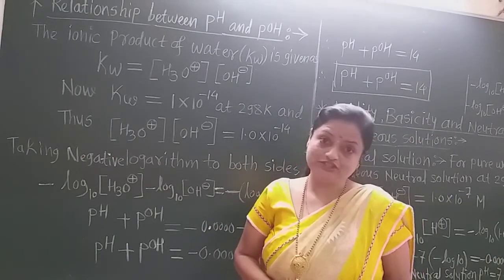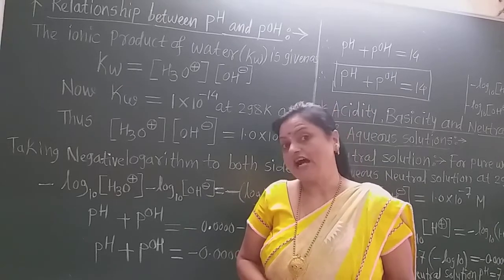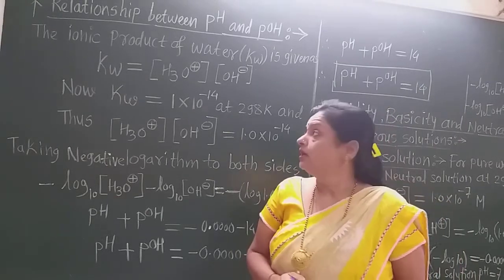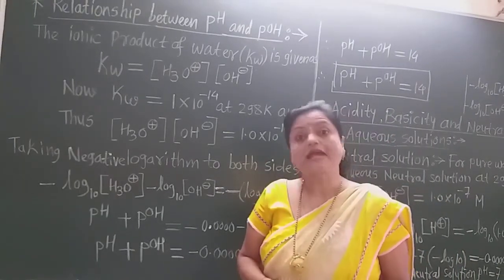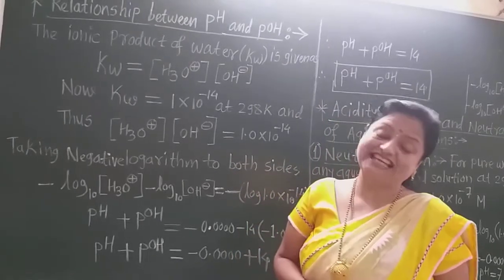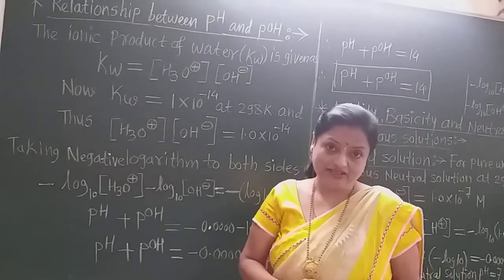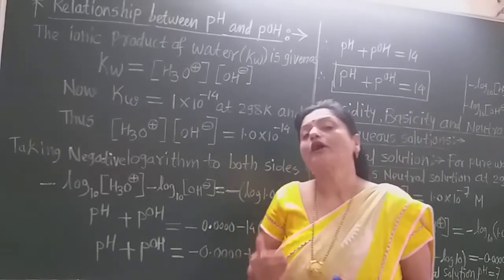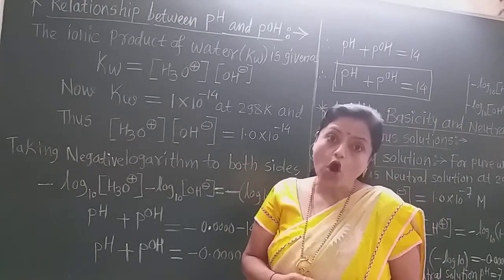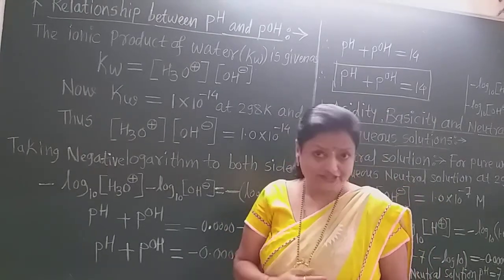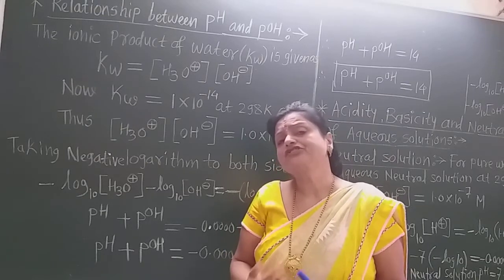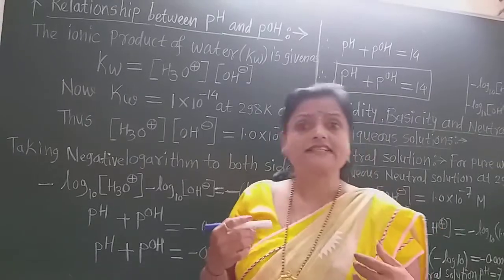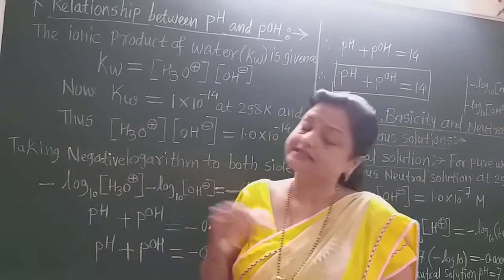In the last few lectures we have been learning chapter number 3, Ionic Equilibrium, and in the last lecture we learned the definition of pH and pOH, that is the pH scale or Sorensen scale. In that we defined pH as the negative logarithm to the base 10 of H plus ion concentration. As the H plus ion and H3O plus ion are the same, they are considered the same: H plus ion is equal to H3O plus ion.